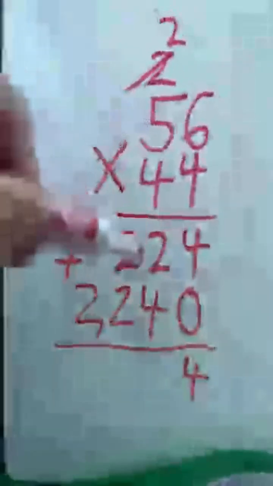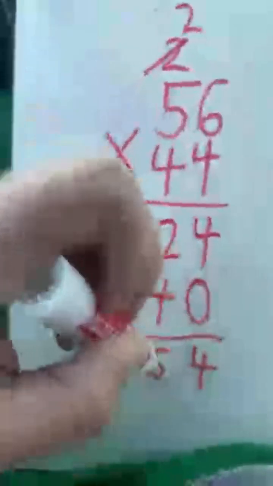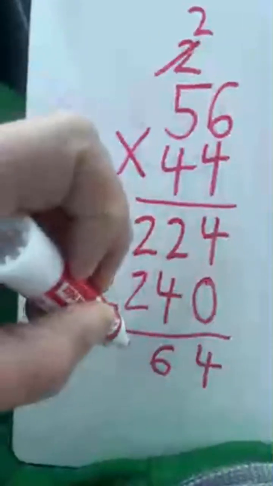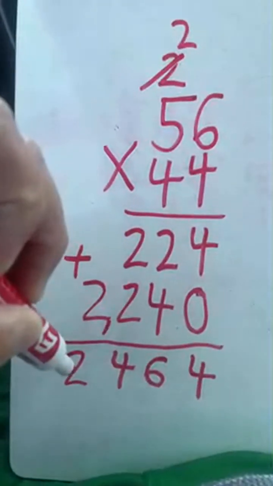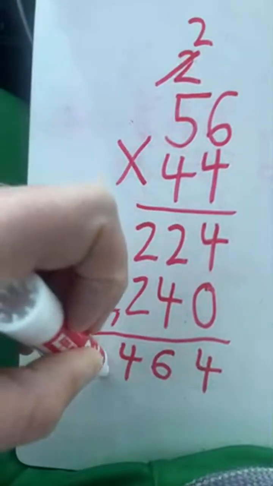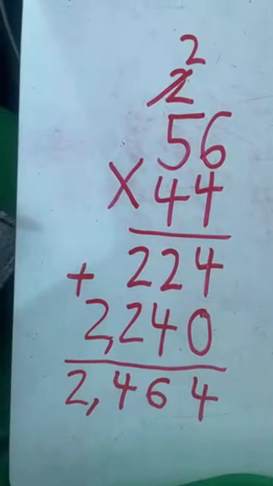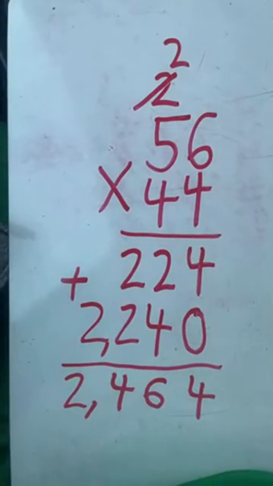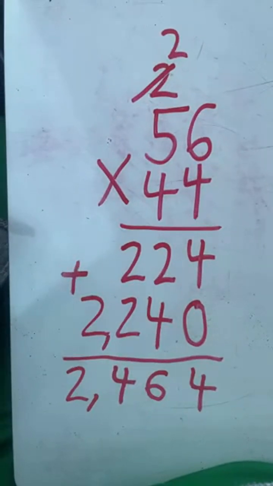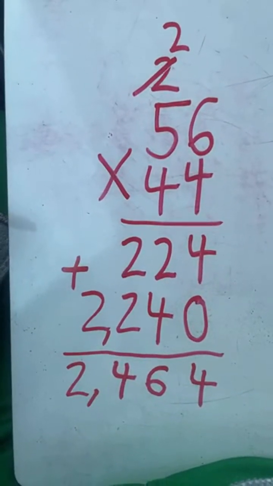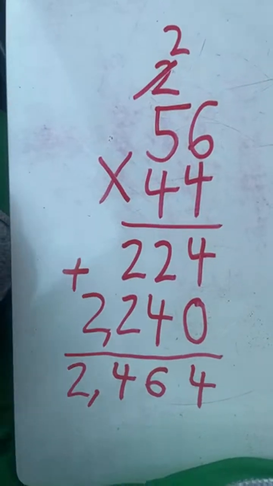So 4 plus 0 equals 4. 2 plus 4 equals 6. 2 plus 2 equals 4. 0 plus 2 equals 2. And we have our final answer. 56 times 44 equals 2,464. All right, moving on to the next example problem.